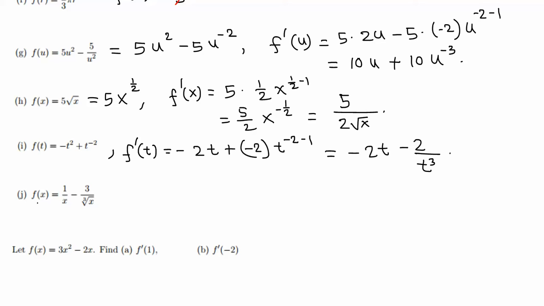Okay, part j. Let's rewrite this function so that we can take the derivative in the next step. 1 over x is the same as x raised to negative 1. Minus the cube root of x, which is on the bottom, is the same as x raised to 1/3. Move that to the top. So 3 is already on the top. x raised to 1/3, when we take it to the top, becomes negative 1/3. So we just rewrote the function.